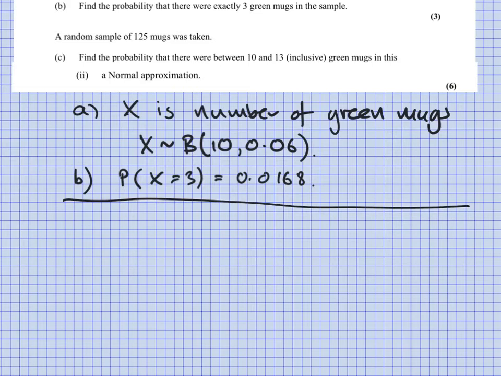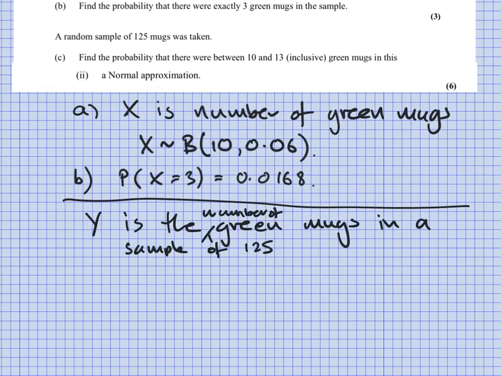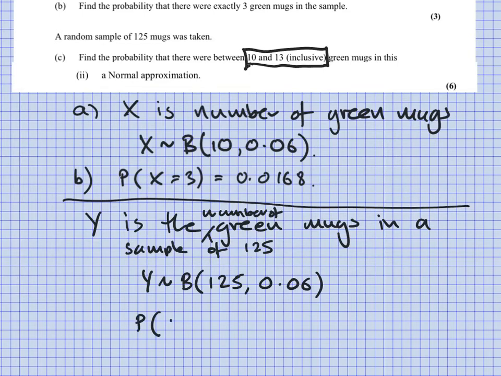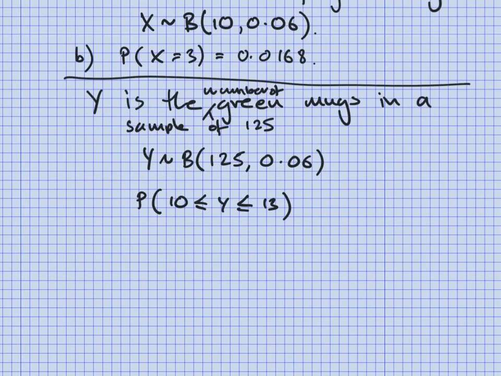Okay, cool. Now we have a totally different question, so underline that bit. We're now changing to a random sample of 125 mugs. I'm going to use a different letter. Y is the number of green mugs in the sample of 125. So we can model Y as a binomial with parameters of 125 and 0.06 again. It says use a suitable approximation to find the probability that there were between 10 and 13 inclusive. So we're looking for the probability that Y is between 10 and 13 inclusive. We're told to use the normal approximation, so that's what I'm going to do.